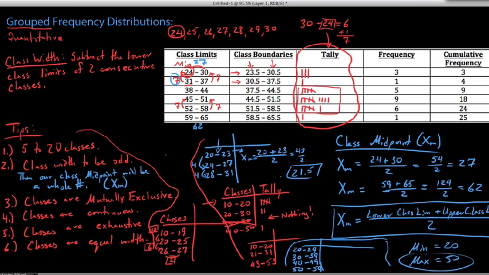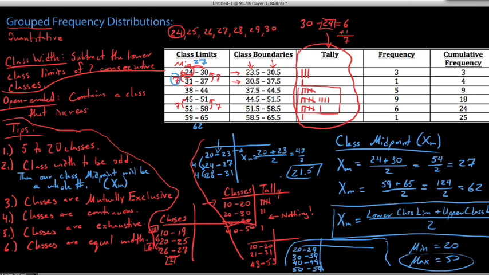There's just one more thing I do want to mention in this video. Often, you'll have open-ended distributions. So we want to define an open-ended distribution. An open-ended distribution contains a class that increases or decreases without bound. So this would be something like this.